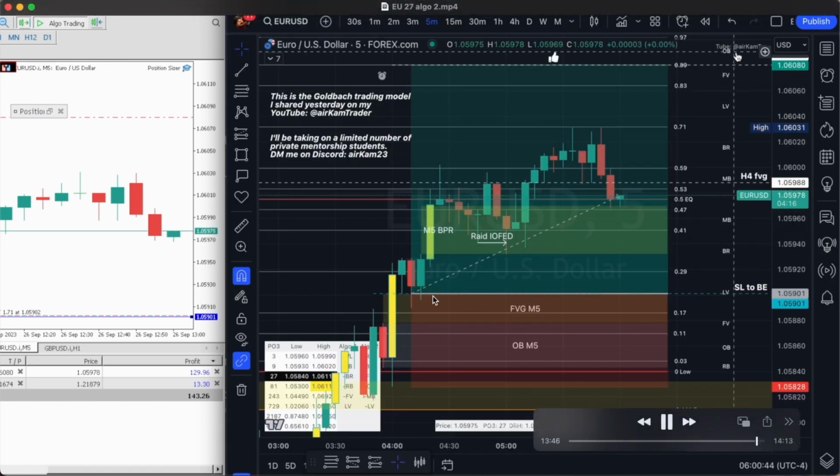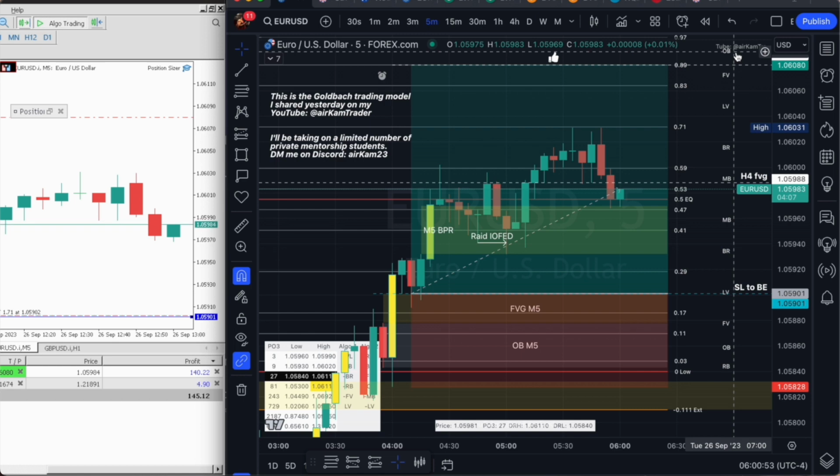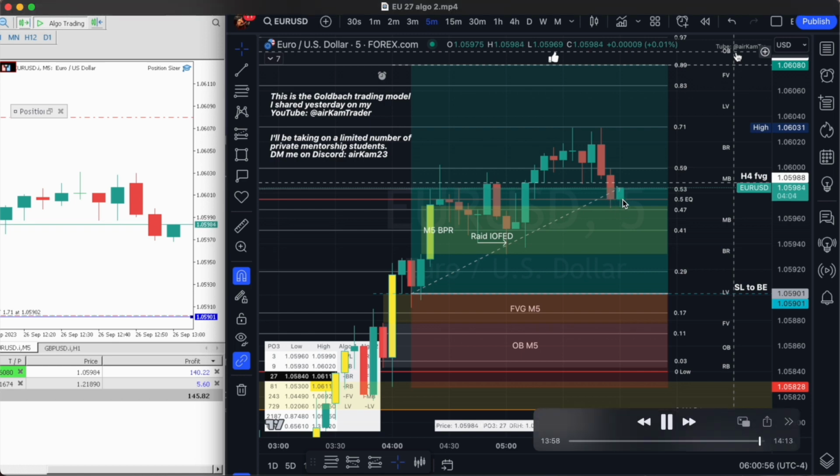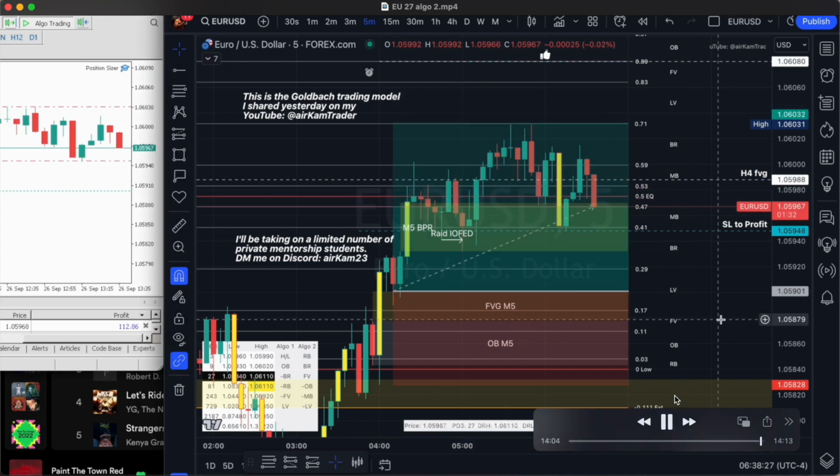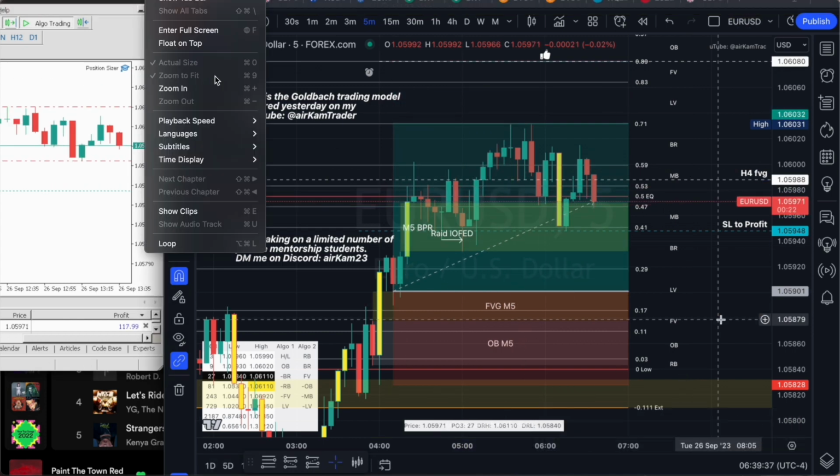So my stop loss is still here. We bounced off the balanced price range. And we're still above equilibrium, you see? How the candle didn't want to close below equilibrium. There we go, I'll speed it up a little bit now.